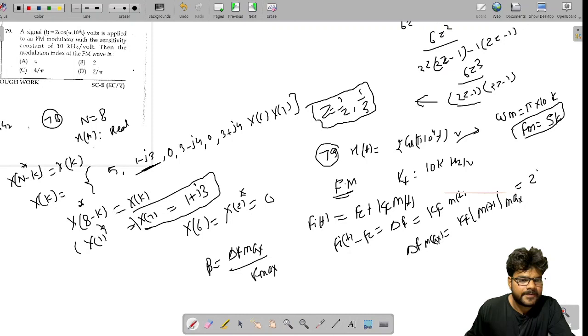So from this you can write 2 kf, and kf we are given is 10k. So this is going to be 2 into 10, 20k. So delta f maximum you found is 20k. If you put it here, this is 20k by fm, which is 5k. So 5 4s are 20. So beta, that is the modulation index for this FM, is going to be 4. So the correct option we will have is A.